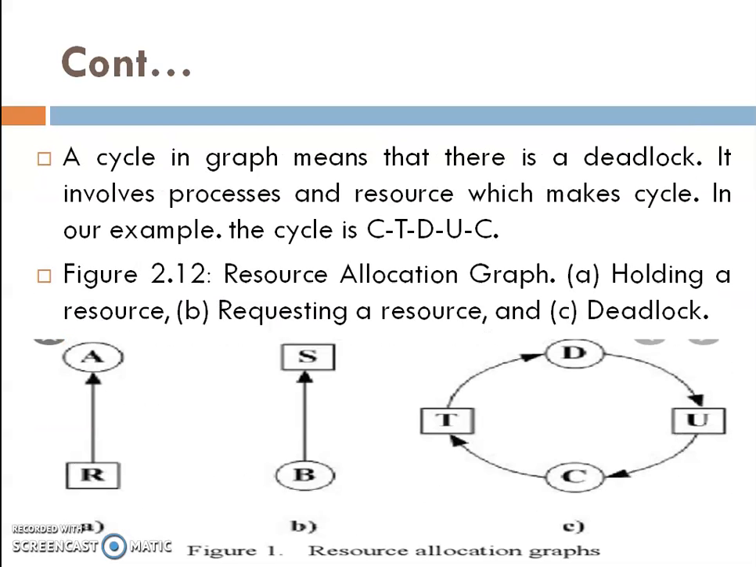A cycle in a graph means that there is a deadlock. It involves processes and resources which make the cycle. In our example, the cycle is C, T, D, U, C. Like figure C, resource allocation graph, then figure A, holding a resource, then B, requesting a resource, and C, then occurs the deadlock condition. Now, figure A represents resource R held by process A, then figure B represents requesting a resource, then C represents that the deadlock condition occurs.